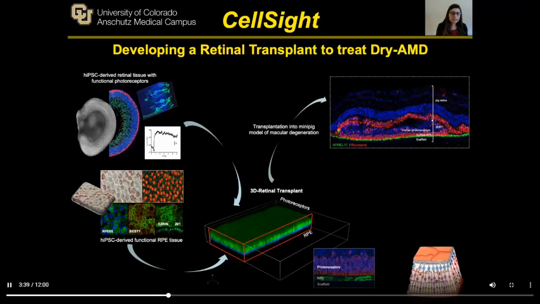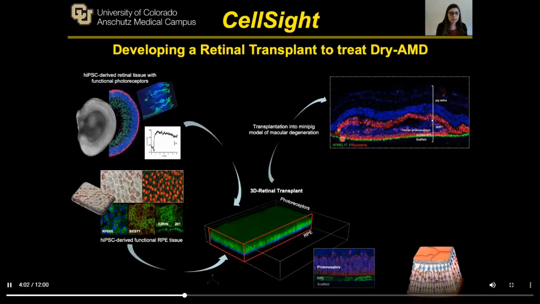And finally, we have recently initiated our proof of concept studies on the feasibility of transplanting these 3D retinal complexes using mini-pig models of macular degeneration. And what you see here is an image from one of our transplanted eyes, where you can appreciate the composition and organization of the transplant.